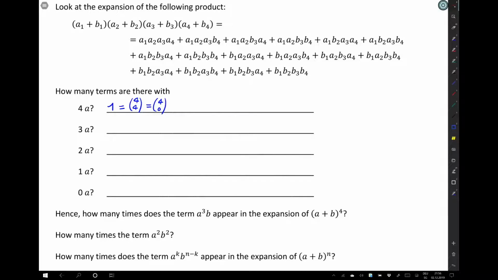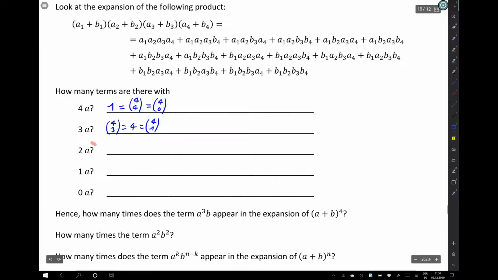How many ways are there to get 3 a's? So for example, a1, a2, a3, b4, or a1, a2, b3, a4, and so on. So this means we're choosing 4 times. How many ways are there that in 3 of the 4 choices we choose an a? Well, 4 choose 3, which is equivalent to 4, and also equivalent to 4 choose 1, which means that we choose in 4 choices only once a b.